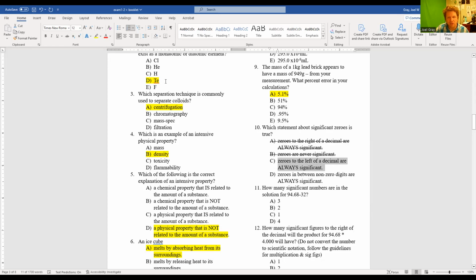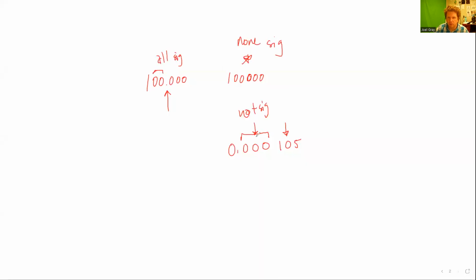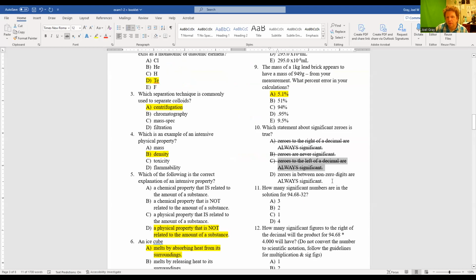Well, again, we've got this tricky place where we look back at the whiteboard. These zeros are to the left of a decimal. This zero is to the left of a decimal. So it wouldn't be appropriate to say that zeros to the left are always significant. So that answer option is out. But then answer option D, zeros in between non-zero digits are always significant. They're in between non-zero digits. So an example would be 101. So 1, 0, 1. That would be a significant zero. So D is our best answer option for question number 10.